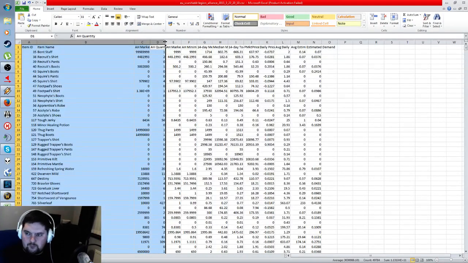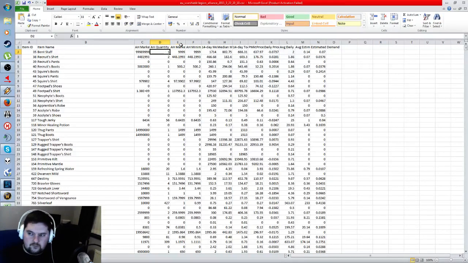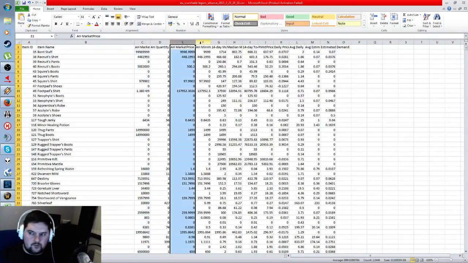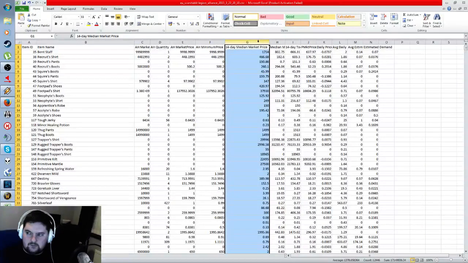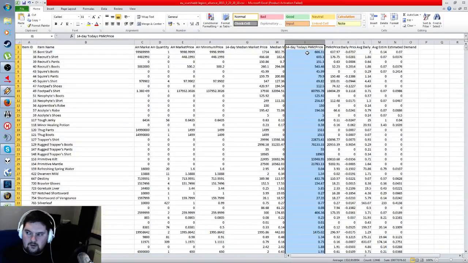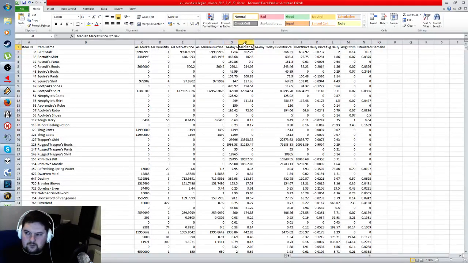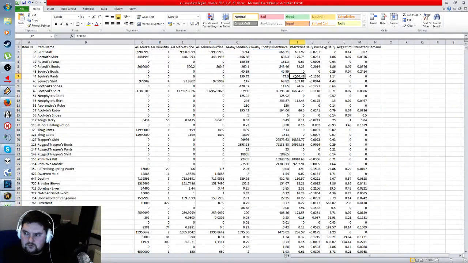Now the important things are how much is currently on the auction house, the market price. This one is in coppers, this one is in gold, the minimum price, and the 14-day median, and the 14-day, that's the projected market price. I don't tend to use this one in particular. I keep it as a reference, but I don't actually use it. And the standard deviation I don't use at all.